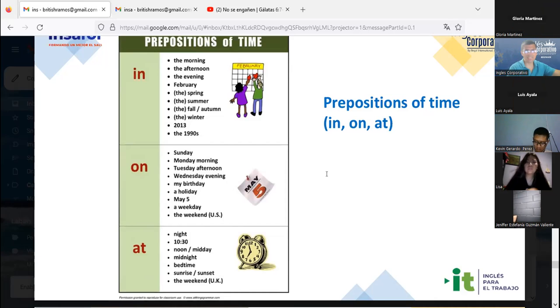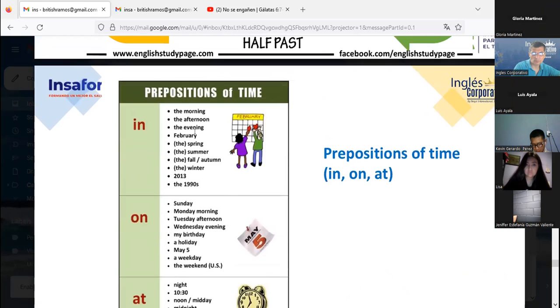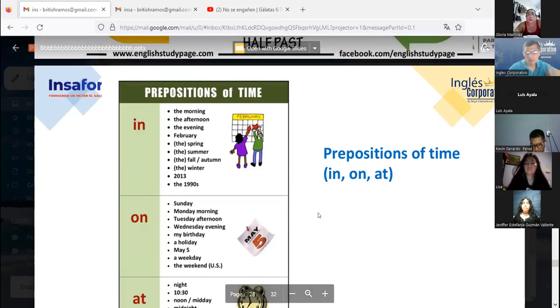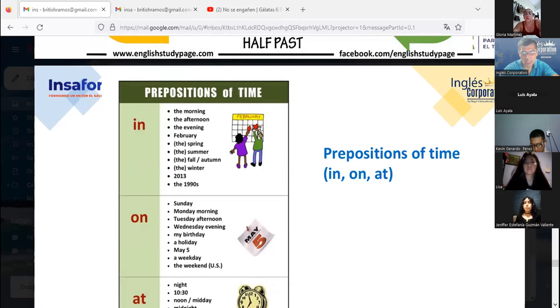And let's study the prepositions together. If you have any questions, stop me, okay? Let's start with in. Empecemos con in. In parts of the day.